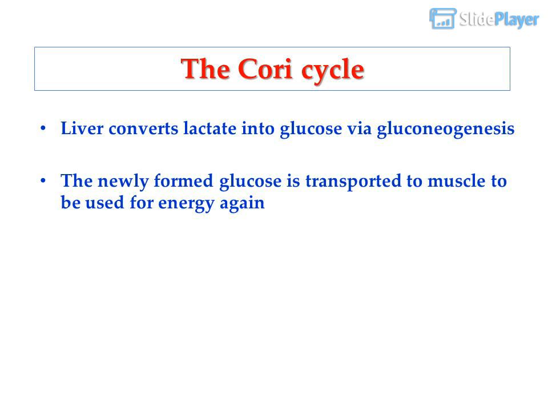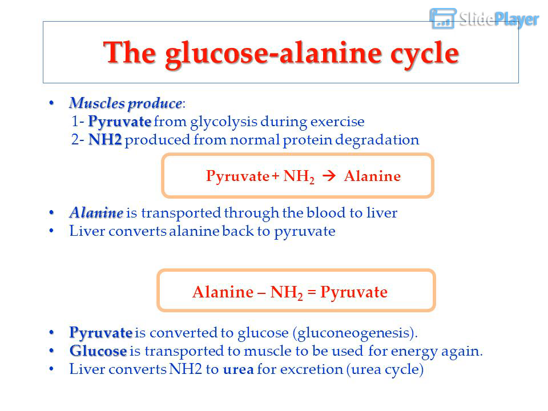The Cori cycle: the liver converts lactate into glucose via gluconeogenesis. The newly formed glucose is transported to muscle to be used for energy again. The glucose-alanine cycle.